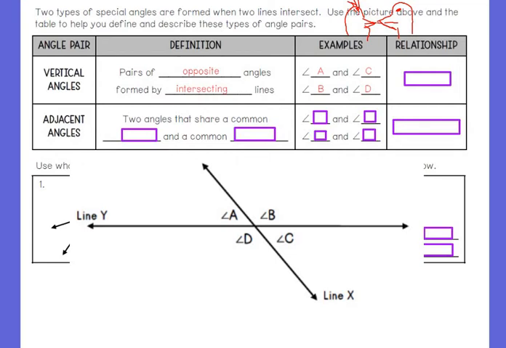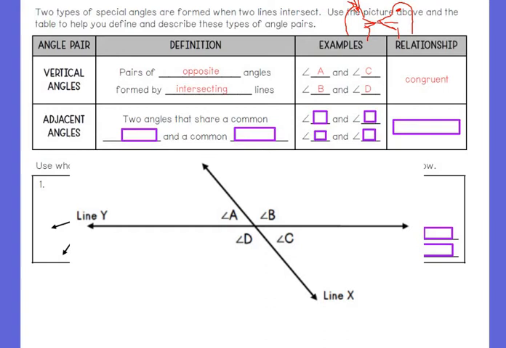And were they same size beaks or different size beaks? Same size. That means they're congruent. So if I said bird A's beak was 80 degrees, what other bird's beak do I know? Bird C's beak is also 80 degrees. If I said bird B's beak is 110 degrees, what beak do I know? D is 110 degrees. They are congruent, the same.